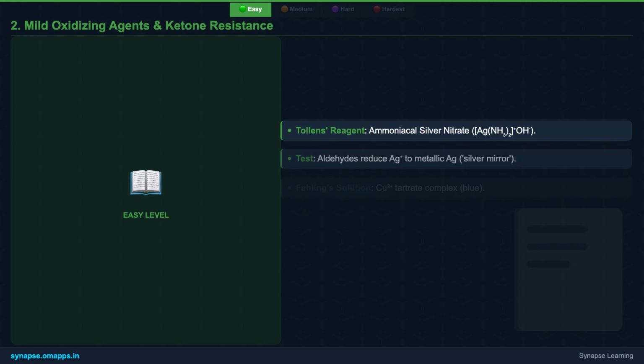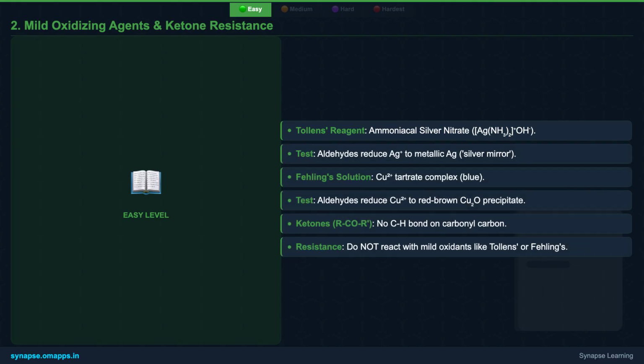Now, let's talk about the mild ways to oxidize aldehydes. We have two classic reagents, Tollens reagent and Fehling's solution. Tollens reagent, an ammoniacal silver nitrate solution, is famous for producing a silver mirror when it reacts with an aldehyde. This visual test helps identify aldehydes. Fehling's solution, containing copper ions, gives a distinct red-brown precipitate of copper oxide.